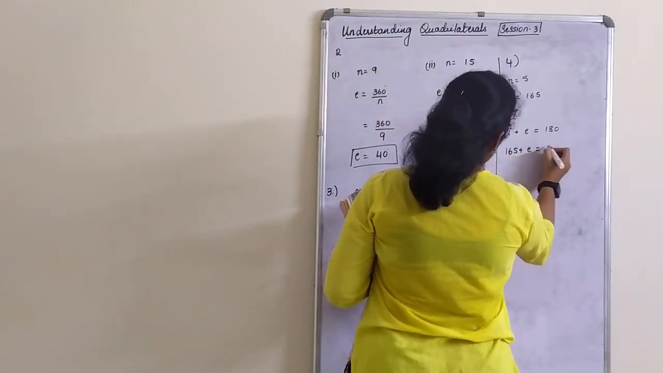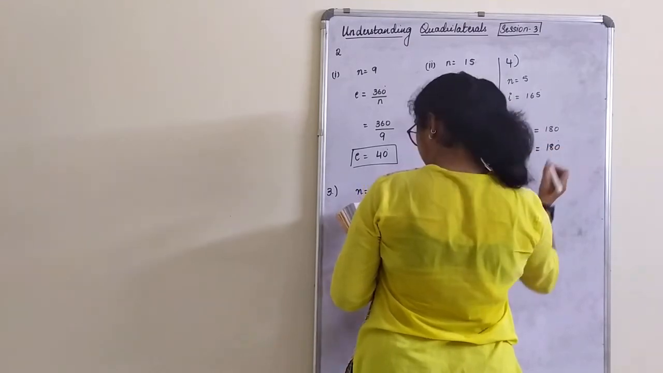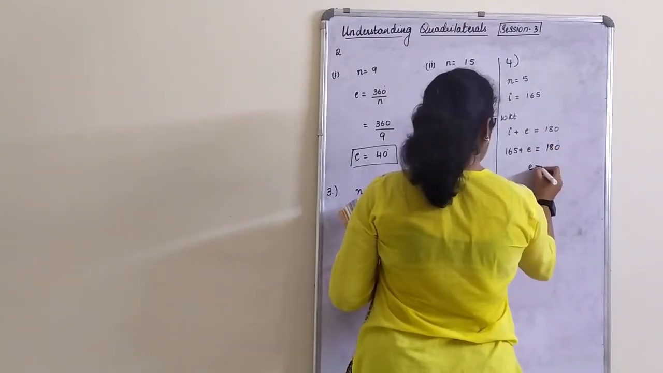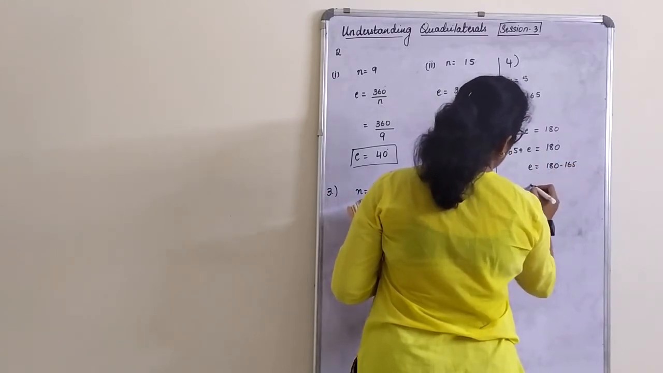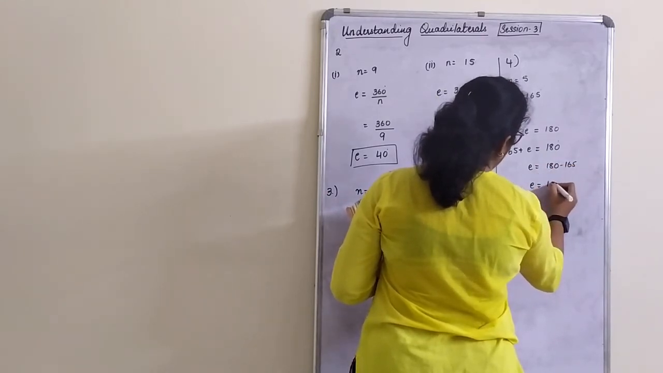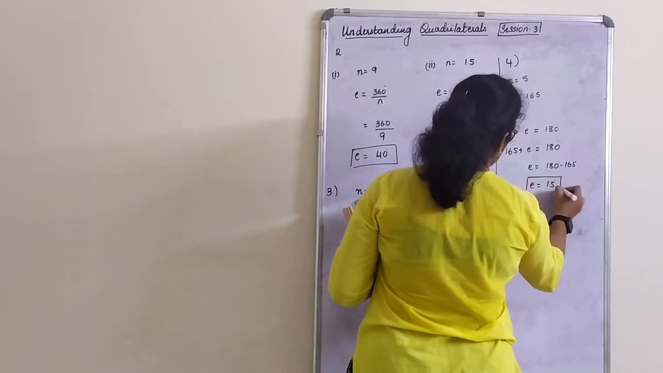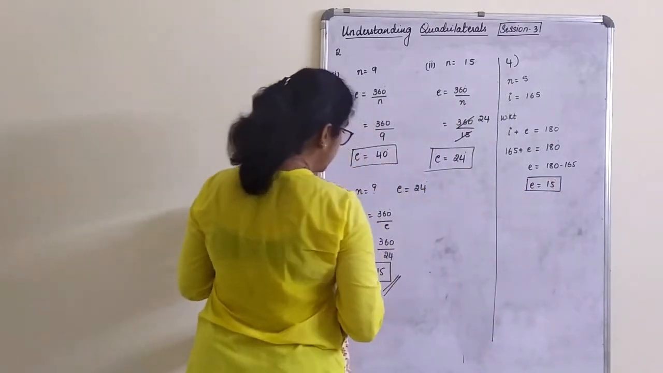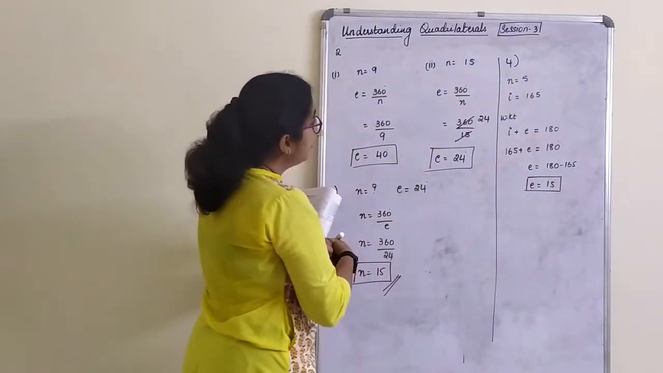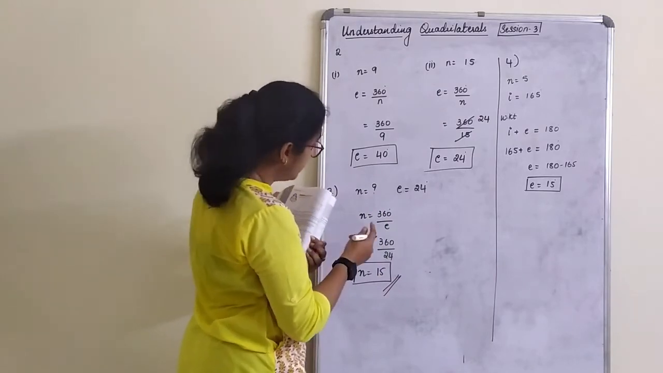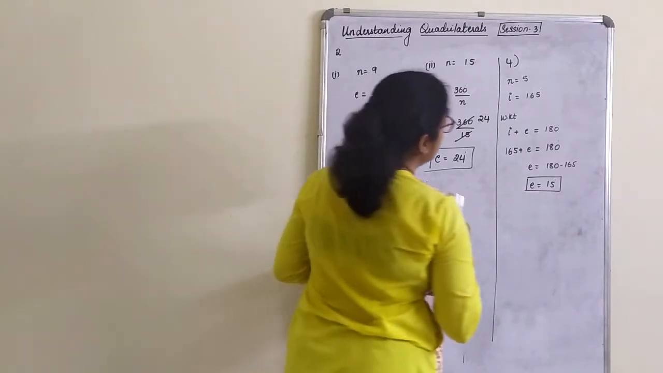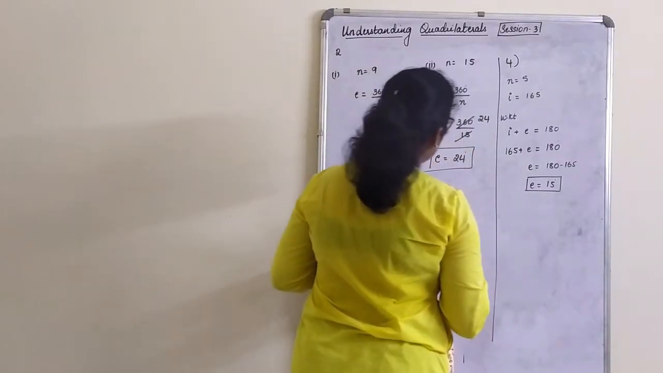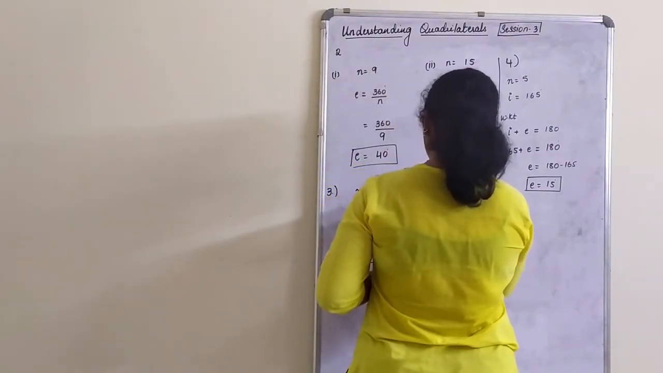165 plus exterior angle is equal to 180. So exterior angle is equal to 180 minus 165. Exterior angle is equal to 15 degrees. Now the exterior angle is 15. The number of sides is what they are asking, so let us find it.